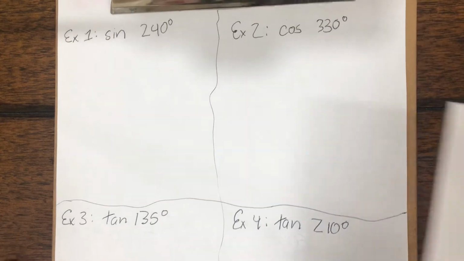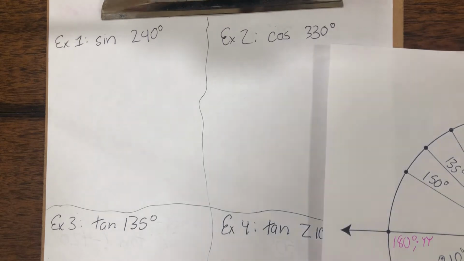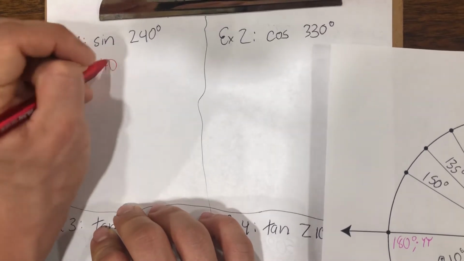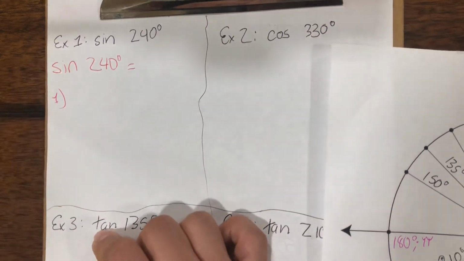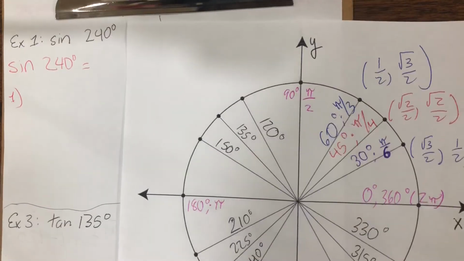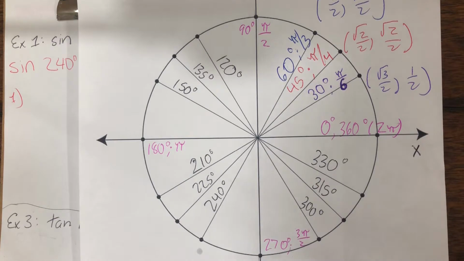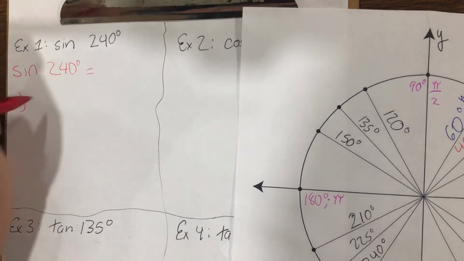For the first example, we have sine of 240. We've got to ask ourselves, which quadrant does 240 lie in? What I'm going to do first is rewrite sine of 240. The first question is, which quadrant does 240 lie in? If we take a look at my unit circle, we see that 240 is in between 180 and 270, which is the third quadrant. So for my first question, 240 is in quadrant 3.